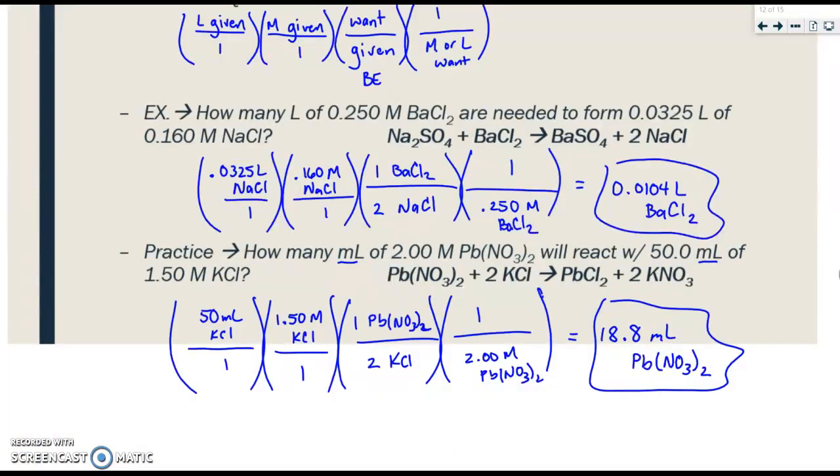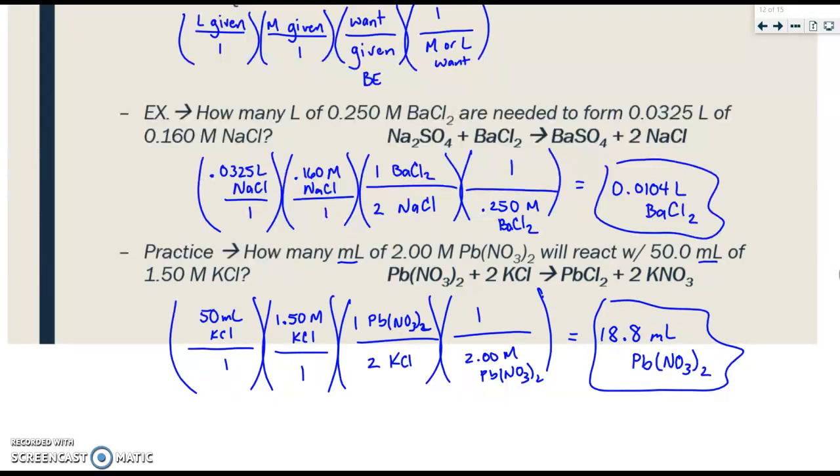Please check your work. So the KCl was the given because you have both volume and molarity for that. Then I have my balanced equation step. I want PbNO3, so that goes on top. And then I have 1 over the other number in the problem. And you should get right around 18.8 milliliters.